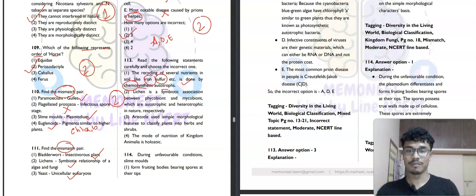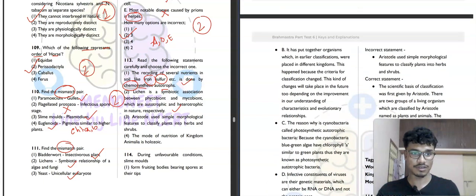Then lichen is a symbiotic relationship between phycobiont and mycobiont, which are autotrophic and heterotrophic in nature respectively. So absolutely correct. Algae and fungi, we know that lichen is a symbiotic relationship between algae and fungi. You also see that in the explanation.